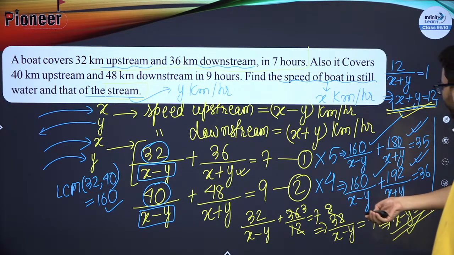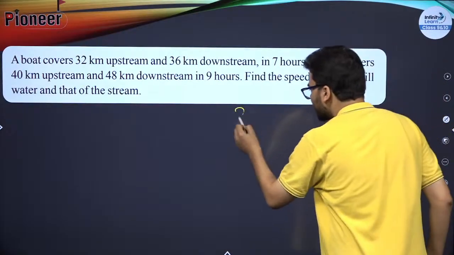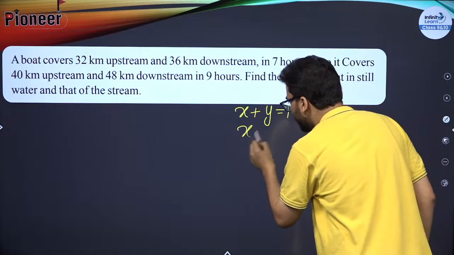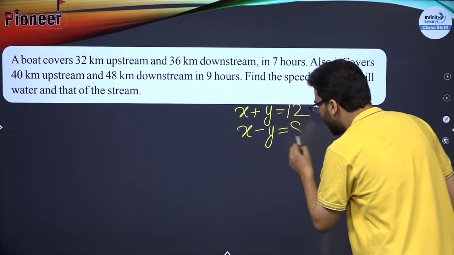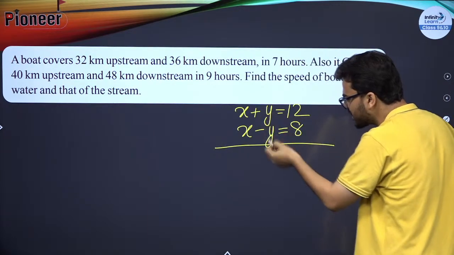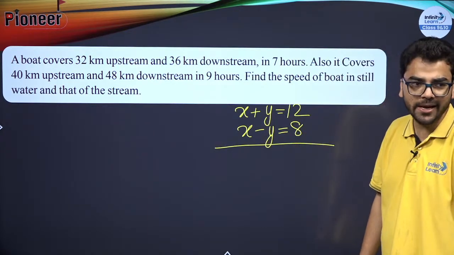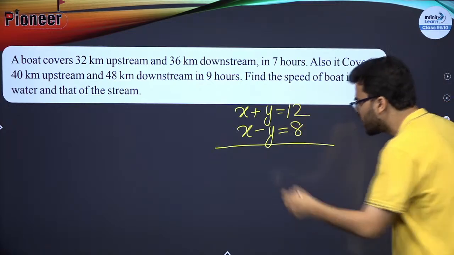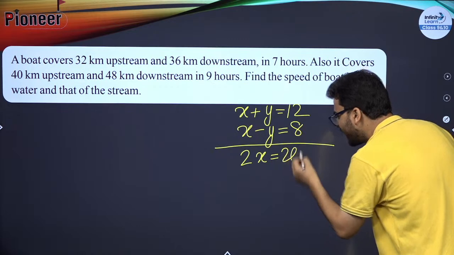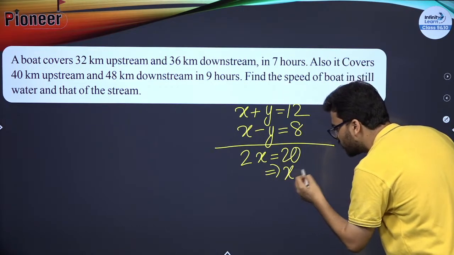So x plus y is 12 over here, you see, and x minus y we have got to be equal to 8. So we have to solve these equations now. Very simple. You see they are having different signs, plus y minus y. So we can eliminate y over here by adding these two equations. So I'll get 2x is equal to 20 over here. So I'll get x is equal to 10.